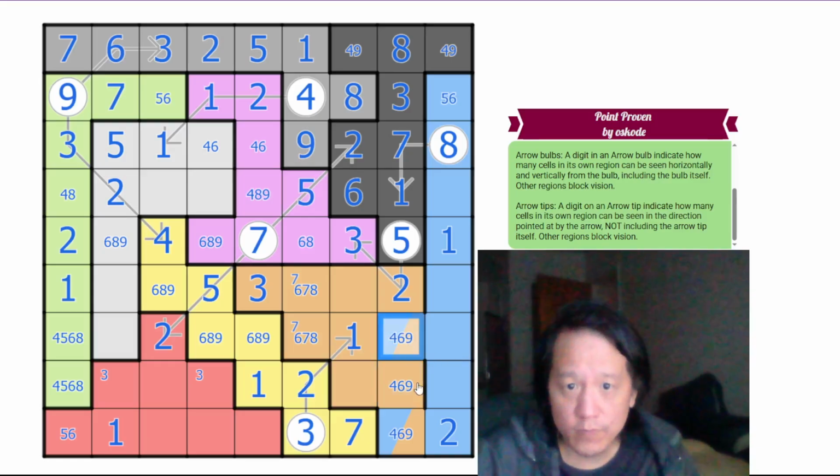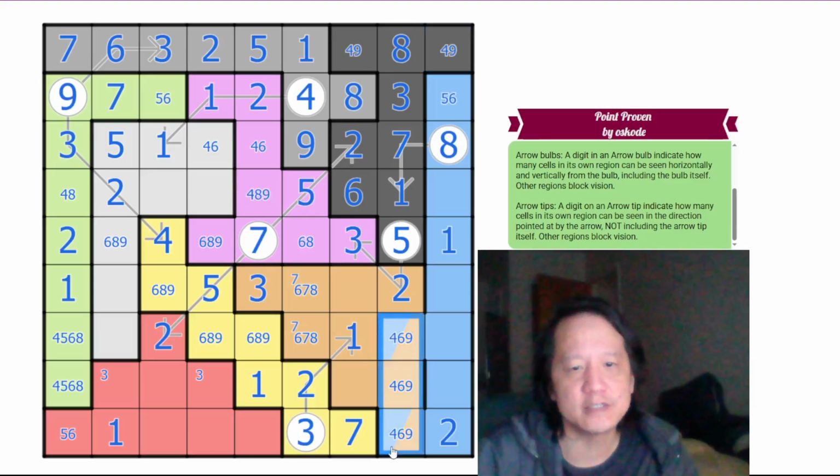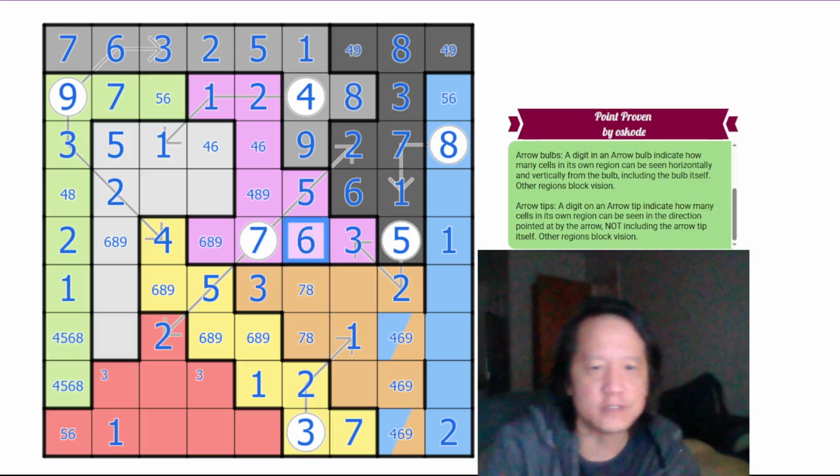Well, the blue cell here has to be 4 or 9 because to match that. So the 6 has to be in the orange here, which means this cannot be 6 here. So this is a 7-8 pair, which eliminates 7 and 8 in the rest of the column. This can't be 8. This is 6, which eliminates 6 here. So this is 4. That's 6. And this can't be 6 here. This can't be 4 here. This can't be 6 here because of a 6 in the row.